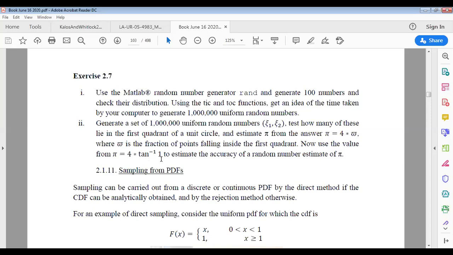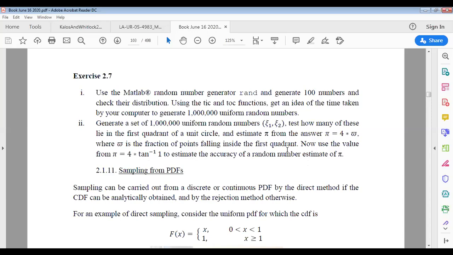So what I want you to do is see how many points fall inside the first quadrant. And you know that the area of a circle is pi r squared. So if you put r equal to 1, the area of your circle should be pi.